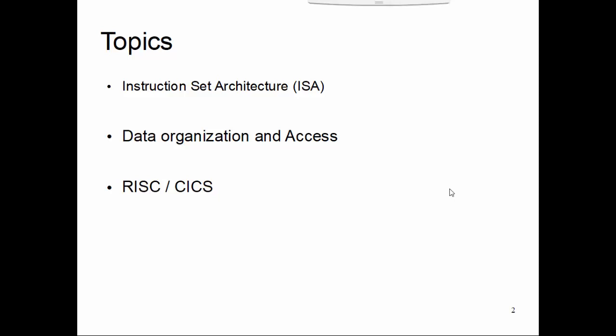And we'll review two classic classes of design for microprocessors. This is like the style of designing a microprocessor. One is called RISC, another is CISC, and they're somewhat related to this instruction set architecture topic as well.